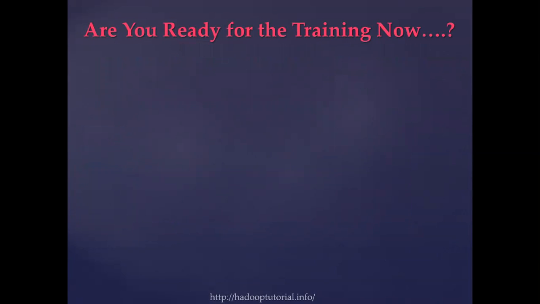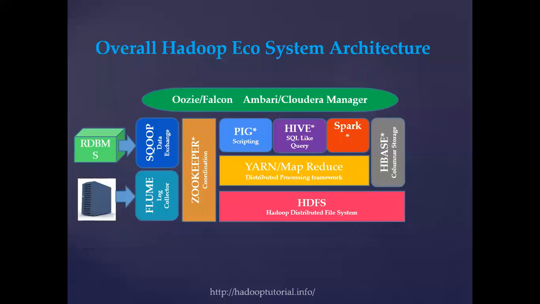Okay, so these are just a high-level overview of all the tools. This is the main, very typical Hadoop architecture. You can have lots of other tools also. There are around 200 tools currently in the Hadoop ecosystem.